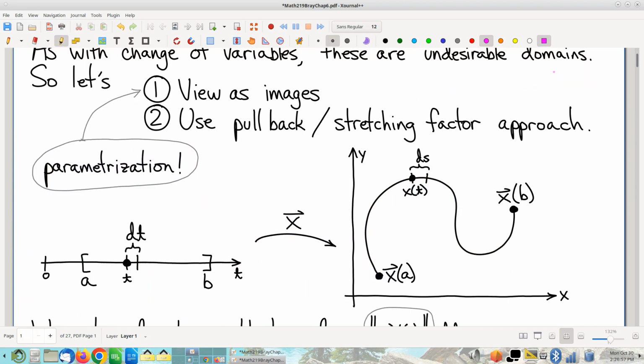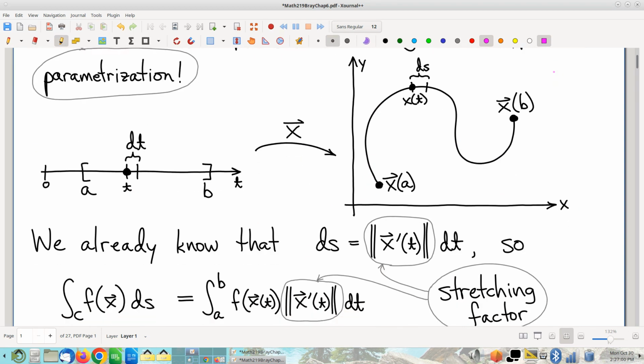Now, once you've parameterized it, great. What's the deal with the stretching factor? Keep in mind when you pull back, there's going to be a stretching factor. So, how long that little piece of curve is, and how long the little piece of the t-axis is that creates it. These are not the same. All right? I mean, parameterizations, first of all, there's lots of different parameterizations. And so we would not typically expect ds and dt to be the same. Why would they? So what's the relationship between them?